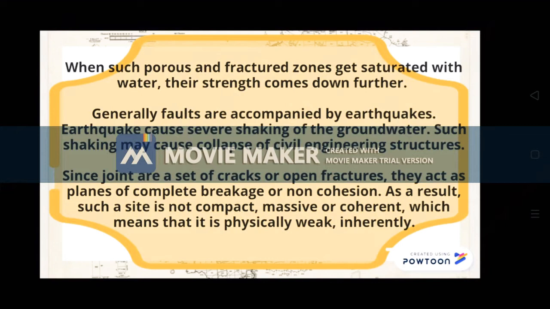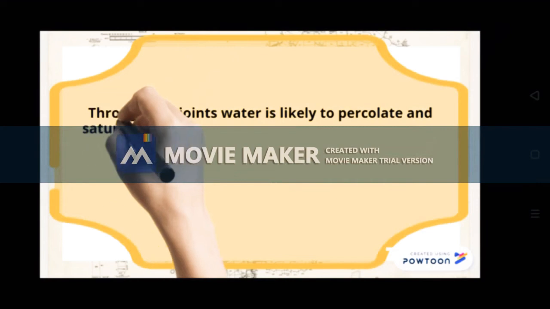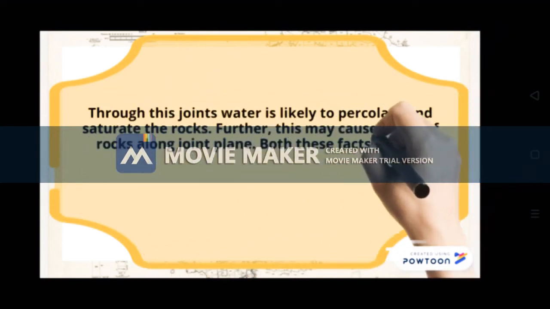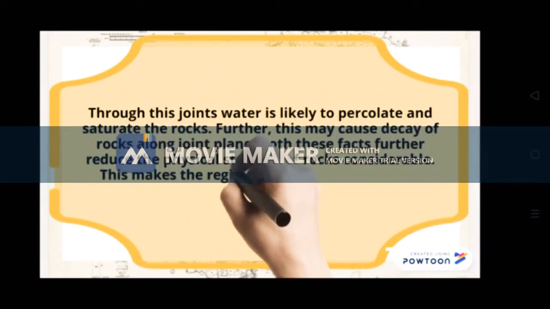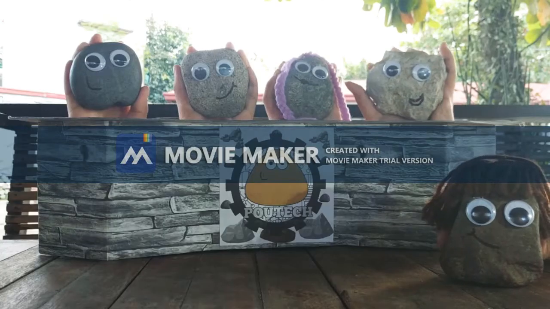Since joints are a set of cracks or open fractures, they act as planes of complete breakage or non-cohesion. As a result, such a site is not compact, massive or coherent, which means that it is physically weak, inherently. Through these joints, water is likely to percolate and saturate the rocks. Further, this may cause decay of rocks along joint planes. Both these facts further reduce the physical strength of rocks considerably. This makes the region unsuitable for tunneling purposes also.